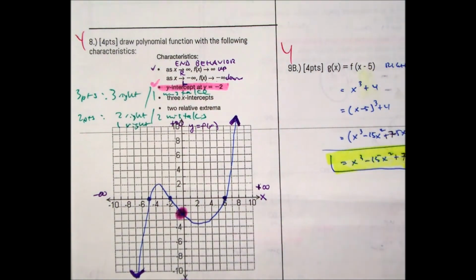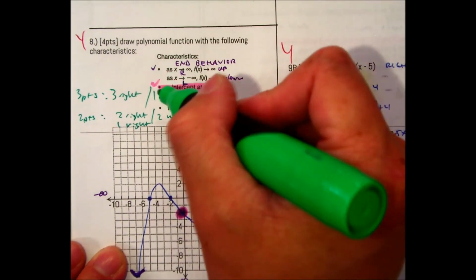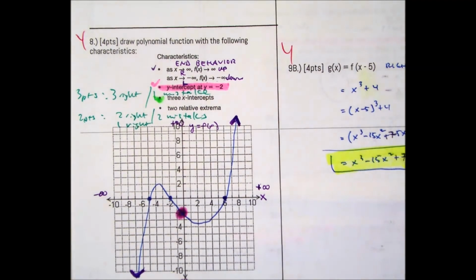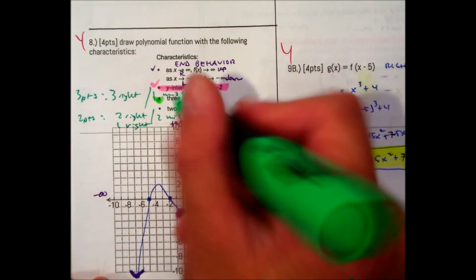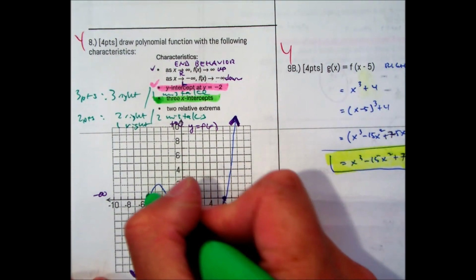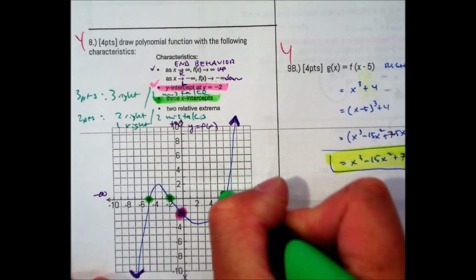The third characteristic says 3 x-intercepts. Now here it doesn't tell us anything specific. It doesn't say multiplicity, right? All it says is, it doesn't say distinct. That's a better word you can use, distinct 3 x-intercepts. So you can put them anywhere you want. I put them here, 1, 2, and 3.